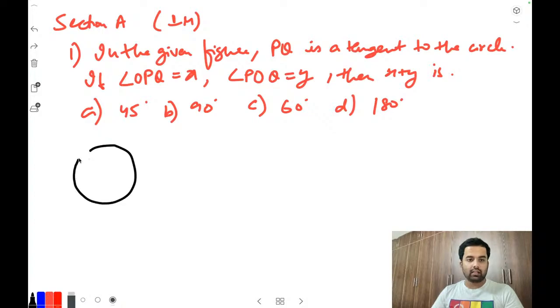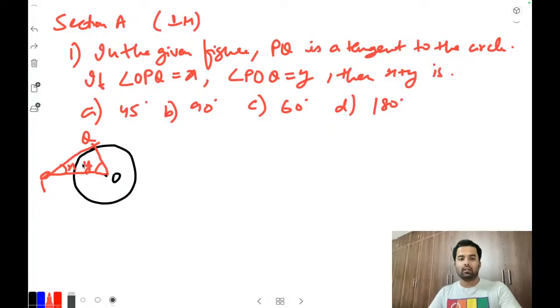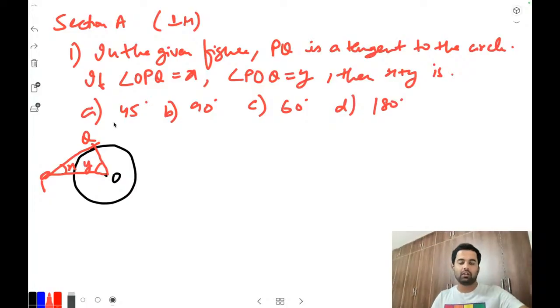Here we have a circle like this, center is O, and let me draw the tangent. Give me 2 minutes, let me draw fast. P here and Q here. This is X, this is Y. Figure out the answers, everyone. Things are provided on the screen.